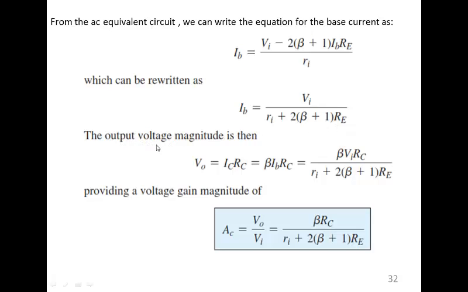So then we can find out the output voltage magnitude, that would be V out equal to IC into RC, and if I know IB, then I can find out IC by beta IB. So this is beta IB into RC, and by plugging the value of IB from this equation, I will get a relationship for V out, from which I can find out V out over V in, and V out over V in equals beta RC over the denominator of RI plus 2 into beta plus 1 RE. So this is the common mode gain of the amplifier.